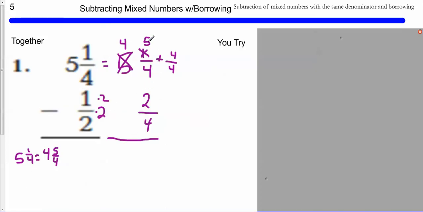Now I can subtract. 5 minus 2 is 3. Bring my denominator. And 4 minus nothing is 4.